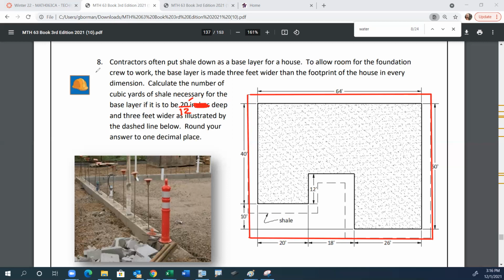All righty. Now, let's start off by finding the volume of the big rectangle. The big rectangle is 64 across, and, oh wait, no, 64 only goes from there to there. It neglects that 3 feet and that 3 feet, so it's actually 70 feet across.